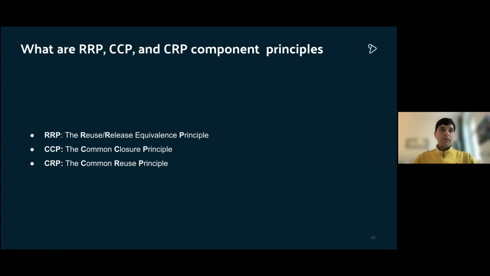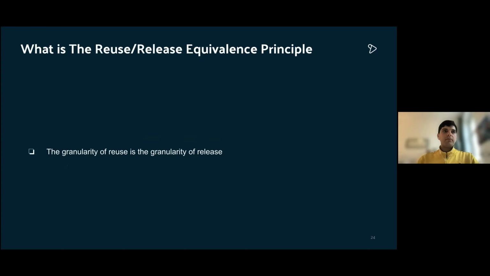So there are three component principles: the reuse release equivalence principle, the common closure principle, and the common reuse principle. I know these names are horrible, hard to remember even for me, but the important thing is to understand how they work. So first, let's see what is the reuse release equivalence principle. The granularity of the reuse is the granularity of the release.